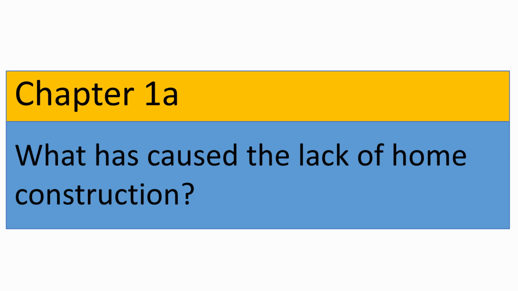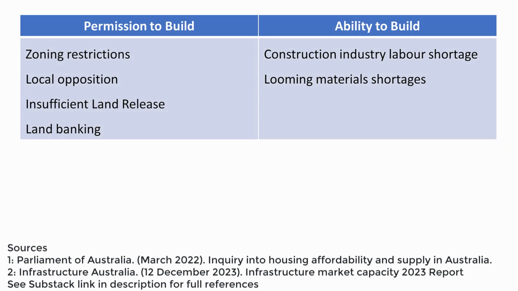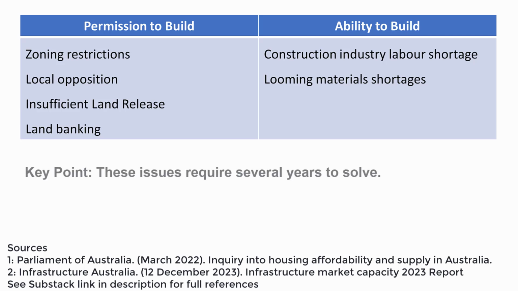This issue has been the subject of numerous investigations, which have identified several factors that prevent an increase in the rate of home construction. This may seem complex, however, there is just one key point that needs to be understood. These issues cannot be solved quickly. This is because the interventions required to address these will take multiple years to implement.